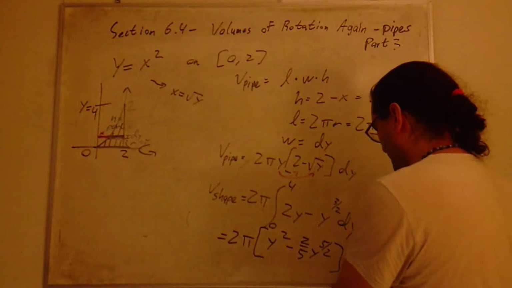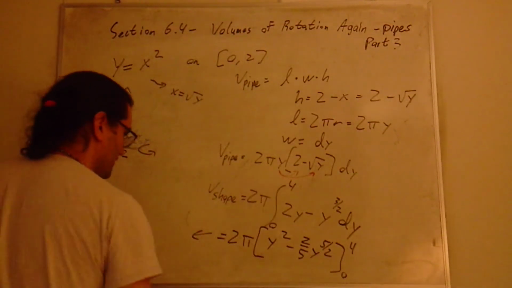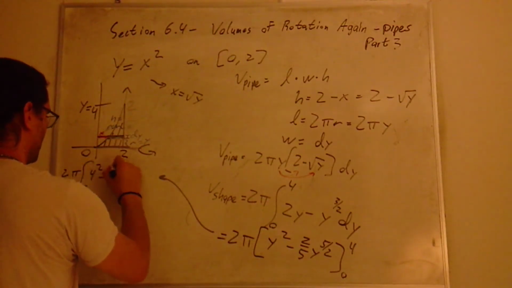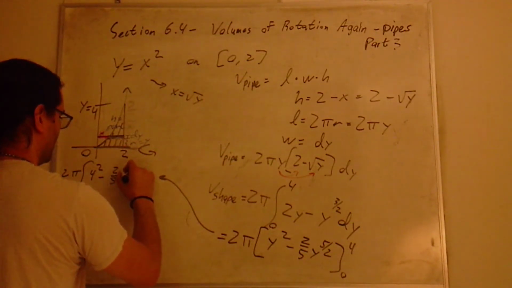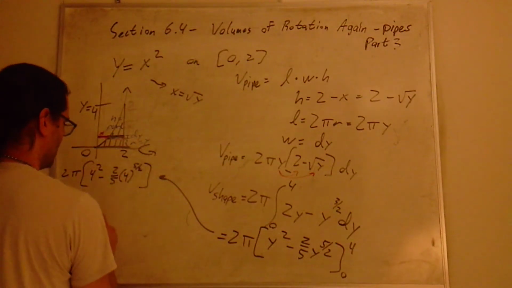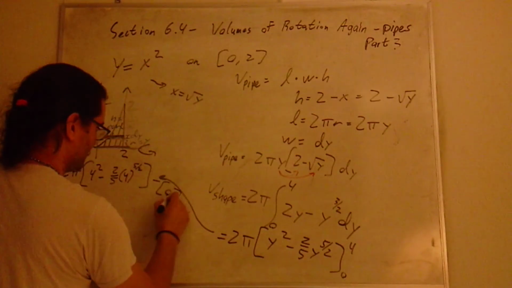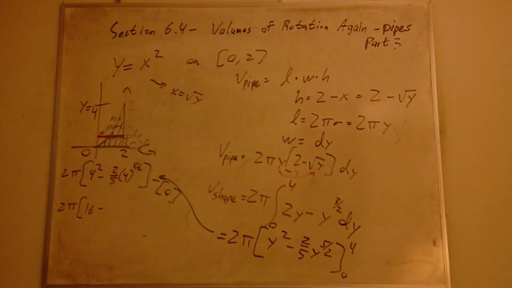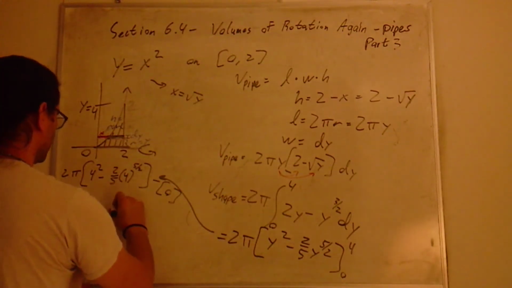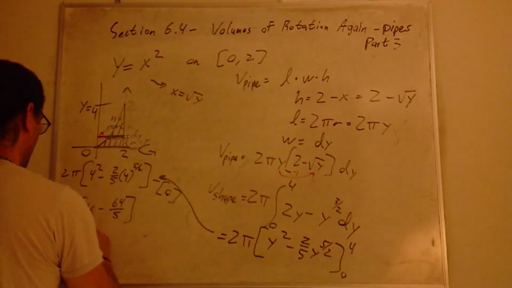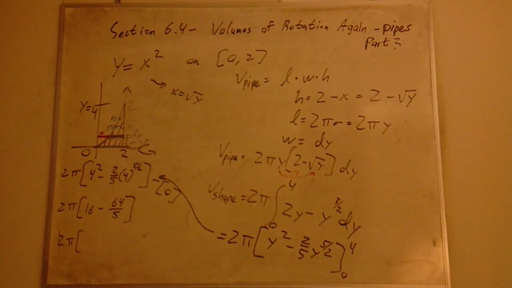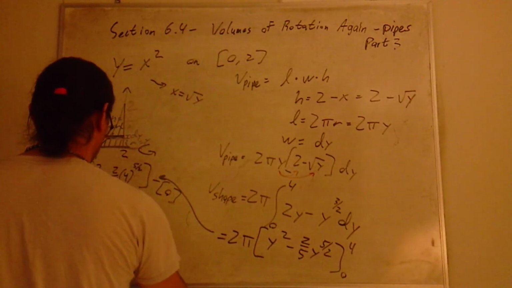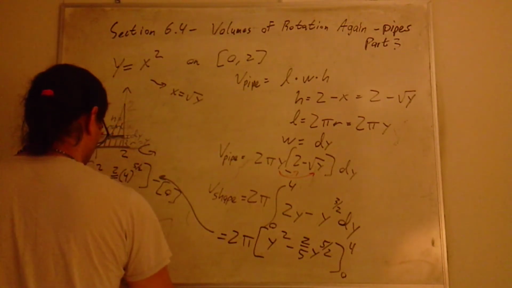So this is my antiderivative. I'm evaluating from 0 to 4, and I'll do that up here. 2 pi times 4 squared minus 2/5 of 4 to the 5/2. When you plug in 0, you just get 0. So that's easy. So you have 2 pi times 16 minus, 4 to the 5/2 is 32. So 2/5 of 32 is 64/5. So it's 2 pi times, how many fifths is 16? Is that 80? 80/5 minus 64/5 is 16/5, times 2 pi, so 32 pi over 5 is my final answer here.